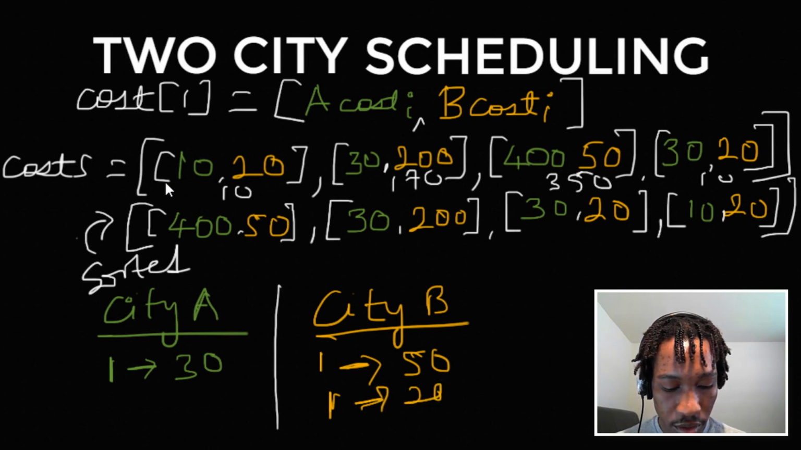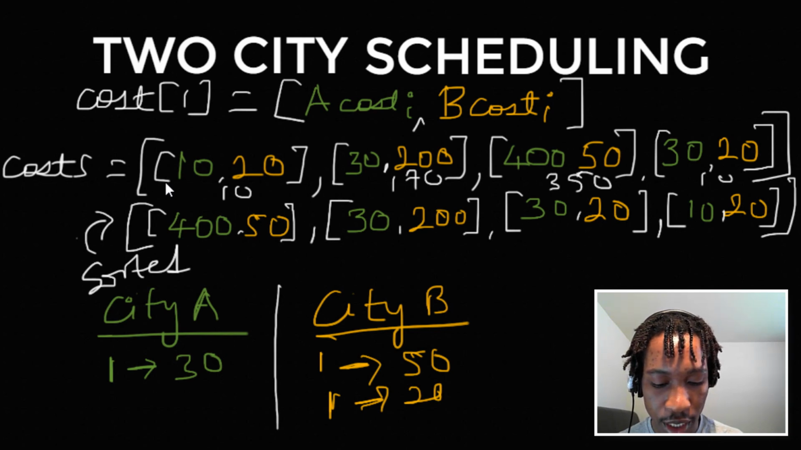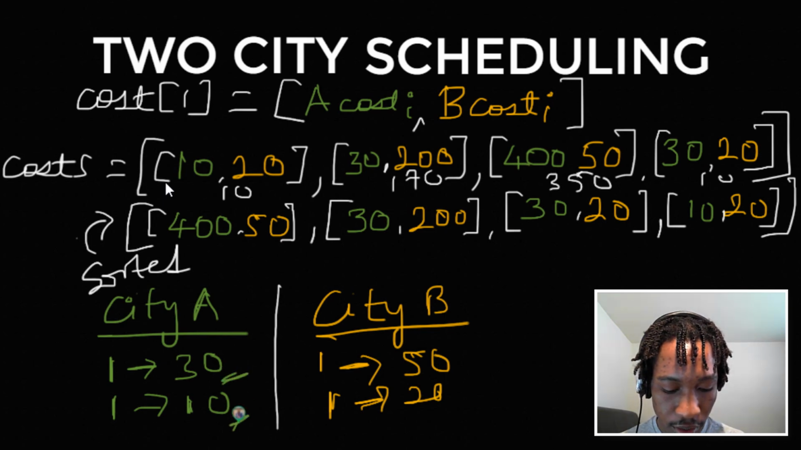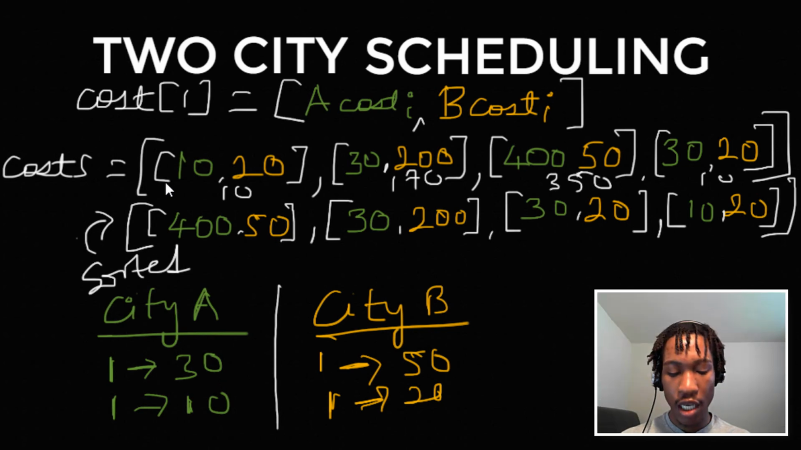And then we get to the final person, and then we check, is it cheaper to send this person to city A or city B? It's cheaper to send this person to city A, so we send this person to city A. So we have one person in city A, and then that costs us $10. So now what we have to do is add 30, 10, 50, 20 to find the minimum cost to send every person to either city A or city B in the most cost-effective way possible.